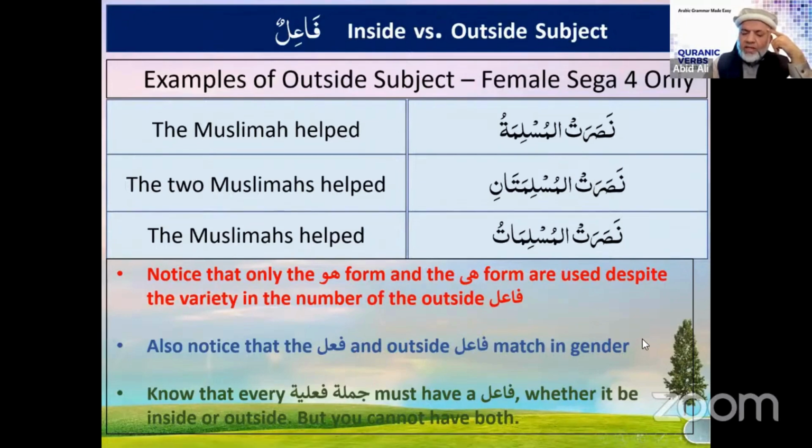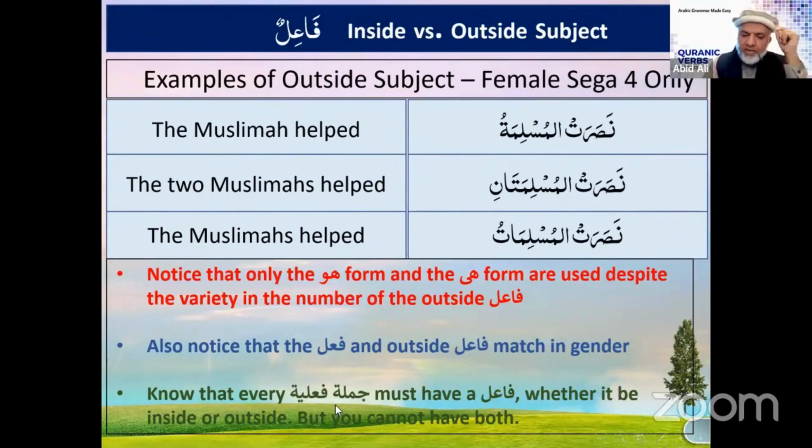So what is the key takeaway? That only Siga number 1 and Siga number 4 will be used when we are using an outside file, and the gender has to match. If it's a male, it has to be Siga number 1. If it's female, then it's going to be Siga number 4.